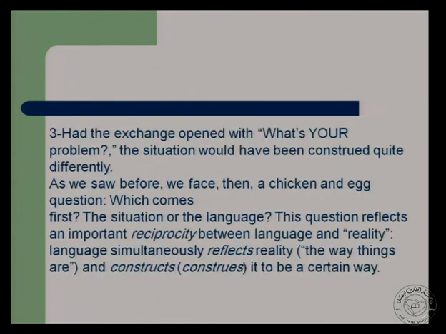Had the exchange opened with "what's your problem," in other words, the way they greet one another differs, the situation would have been construed quite differently. In other words, if the words used in order to greet one another were used in another way, I can say that the situation differs from the situation which was in the corridor.